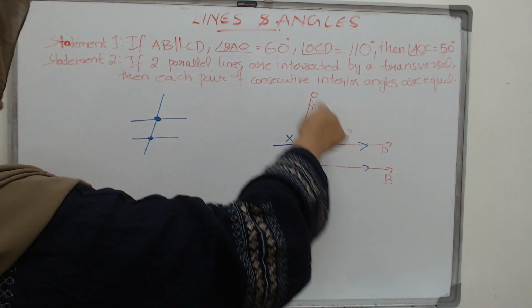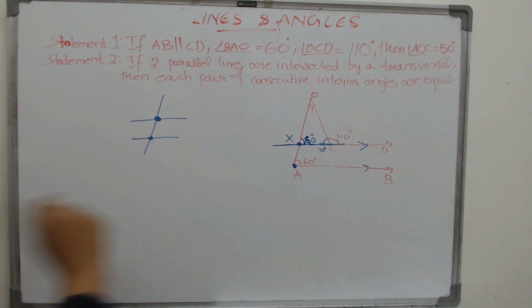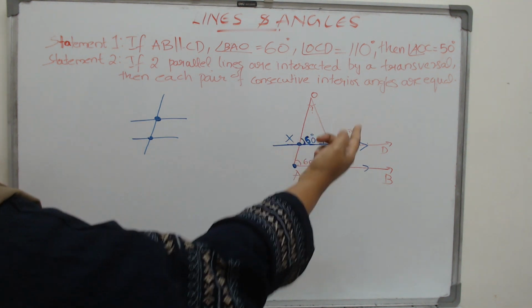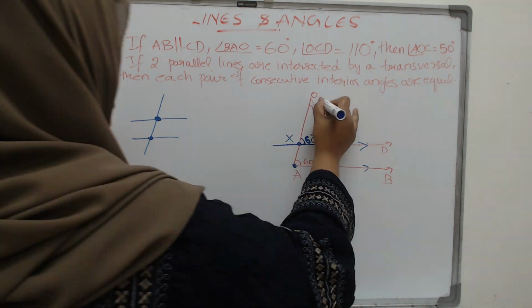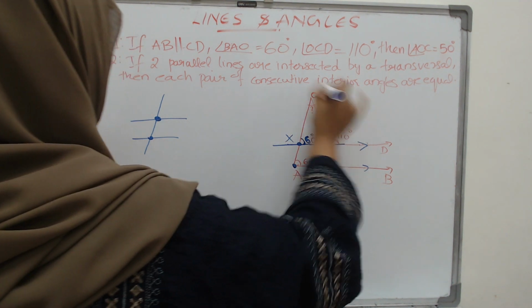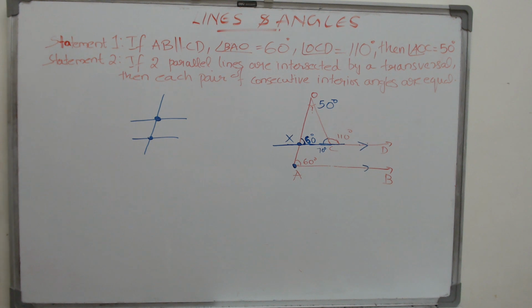Now look at this. You have a very beautiful triangle here. Two of the angles are given, then the third should be 180 minus the sum of both, which means 50 degrees. So your first statement is correct. Now look at the next statement.